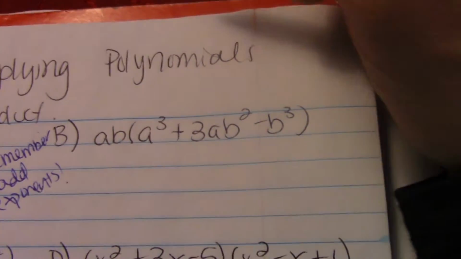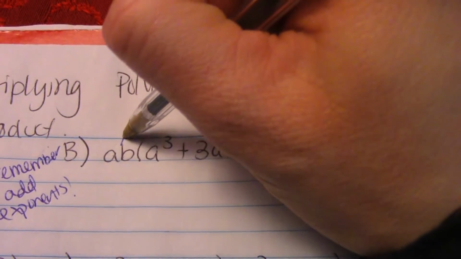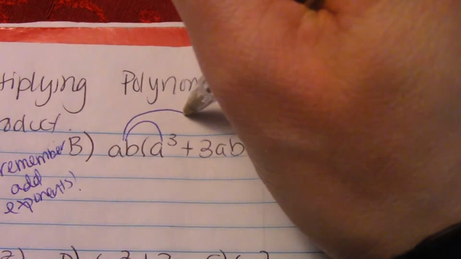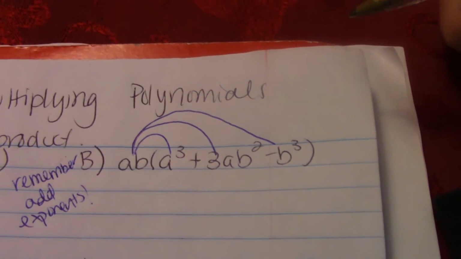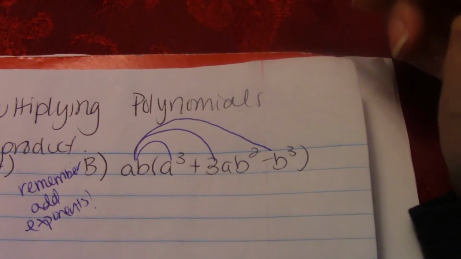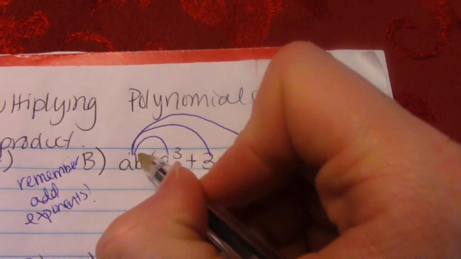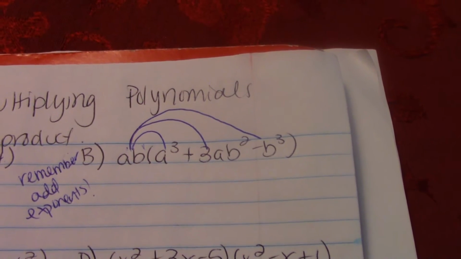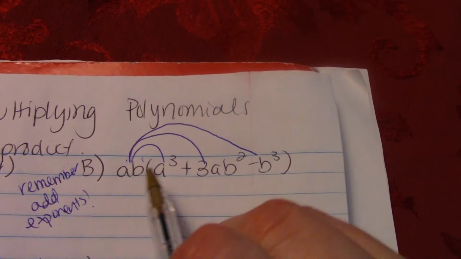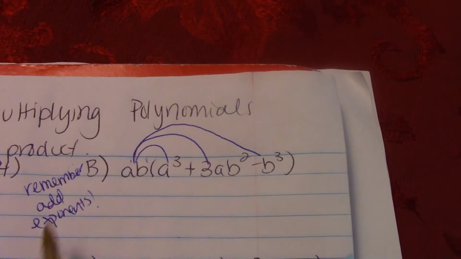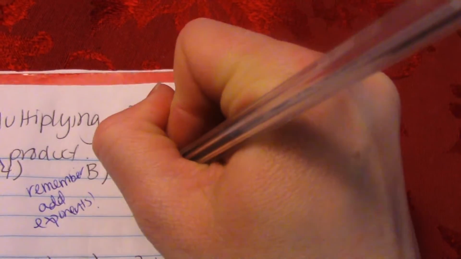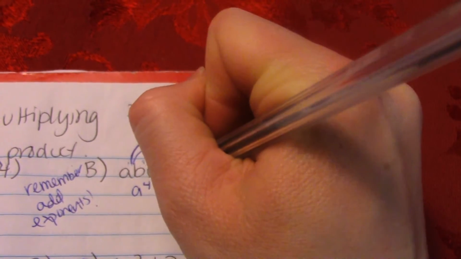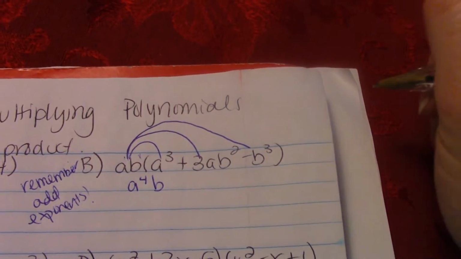B is just the same. ab times a cubed, ab times 3ab squared, and ab times negative b cubed. So we have 1a and 1b, because there's no exponent, so it just means it's a 1. So ab times a cubed, there's 1a here and 3 here, so that makes 4. So a to the 4th, and there's no b, so I'm just going to bring down my b.